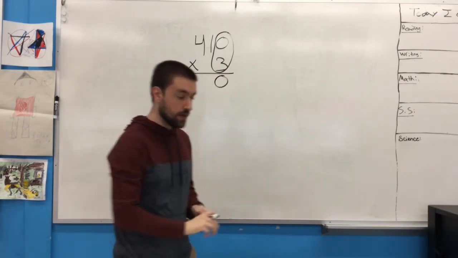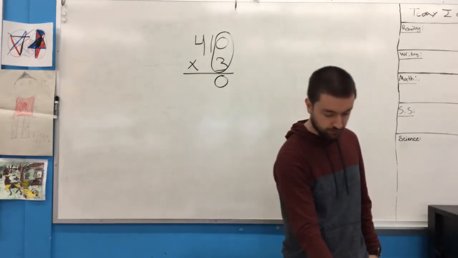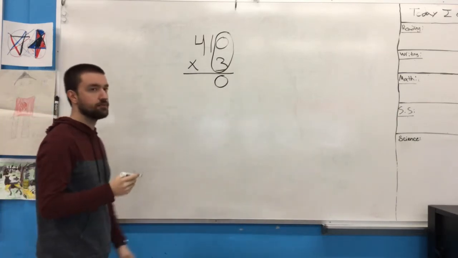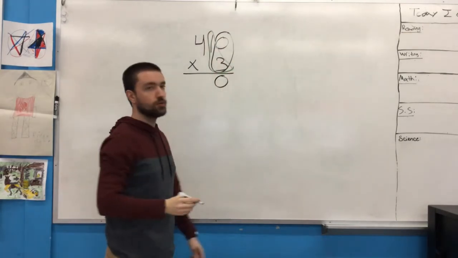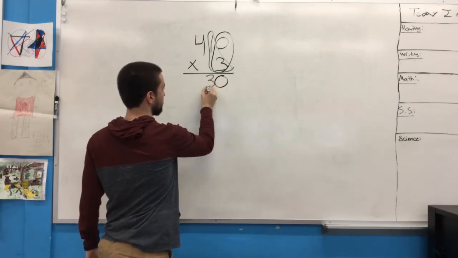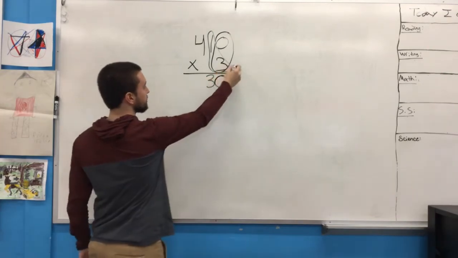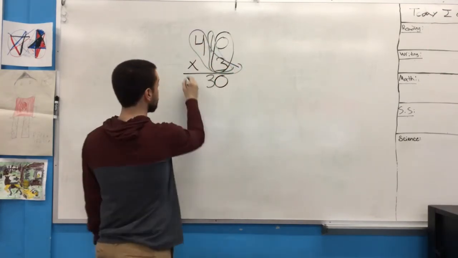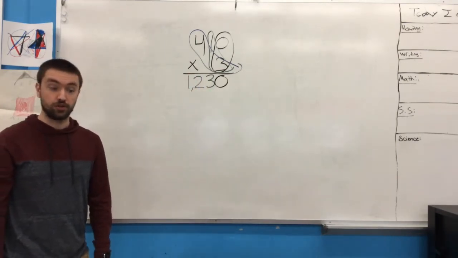Now, I'm going to switch colors so you can see where my steps are coming from. Next, I need to move my place value over. Next, I need to do 3 times 1. So this is my next step here. 3 times 1 is 3, and my 3 is going to go right here. And now I have one more step to do. 3 times 4 is 12. My answer is 1,230.